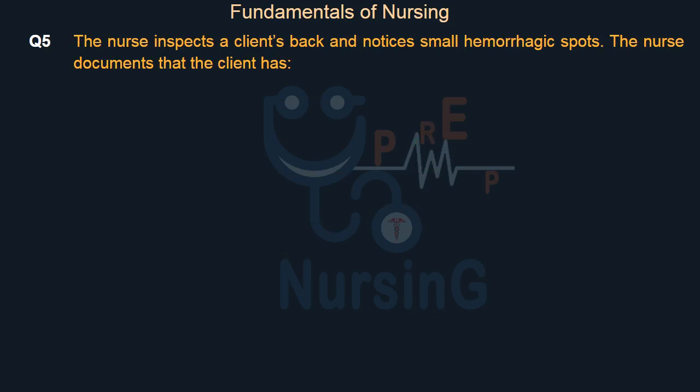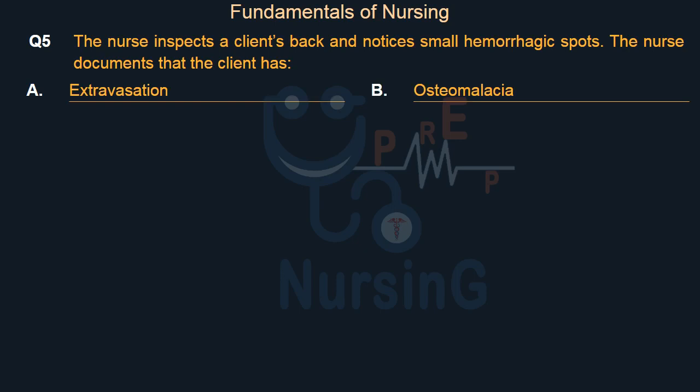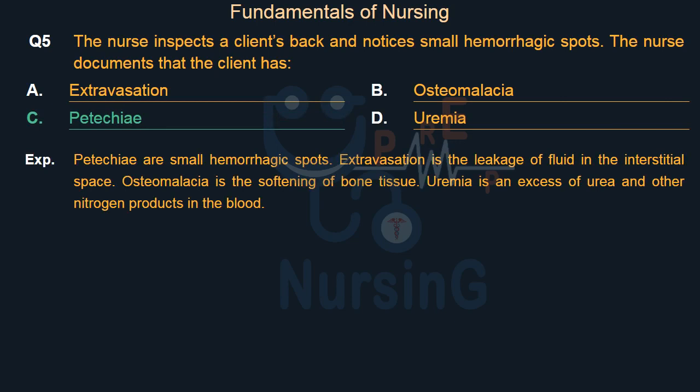The nurse inspects a client's back and notices small hemorrhagic spots. The nurse documents that the client has: Option A. Extravasation. Option B. Osteomalacia. Option C. Petechiae. Option D. Uremia. Right answer is Option C. Petechiae. Petechiae are small hemorrhagic spots. Extravasation is the leakage of fluid in the interstitial space. Osteomalacia is the softening of bone tissue. Uremia is an excess of urea and other nitrogen products in the blood.